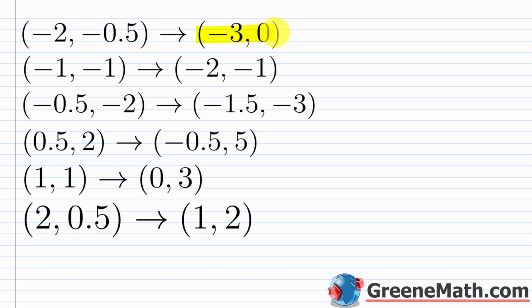I'm going to highlight that. That's going to be the x-intercept. Then we have negative 1 comma negative 1. That's going to go to negative 2 comma negative 1. Negative 0.5 comma negative 2 is going to go to negative 1.5 comma negative 3. 0.5 comma 2 is going to go to negative 0.5 comma 5. 1 comma 1 is going to go to 0 comma 3. That's going to be the y-intercept, so I'll highlight that. And then 2 comma 0.5 is going to go to 1 comma 2.